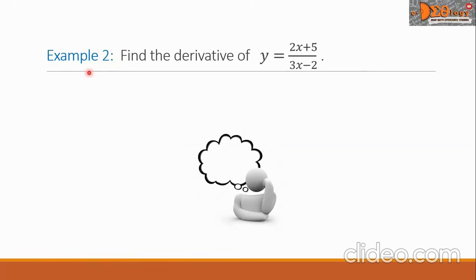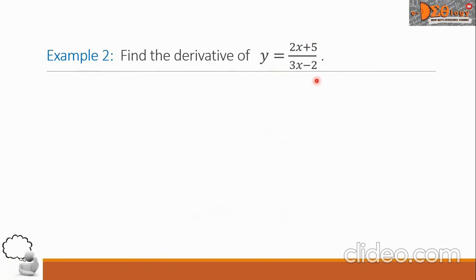Let's have example 2. Find the derivative of y equals 2x plus 5 all over 3x minus 2. For our solution, let us write again the formula of quotient rule. And we take note that our numerator is the function f while the denominator is the function g.